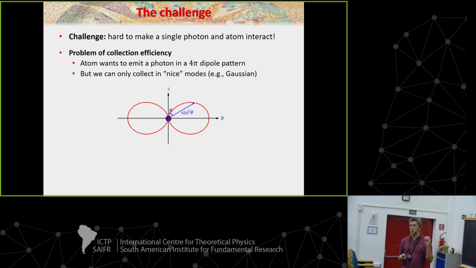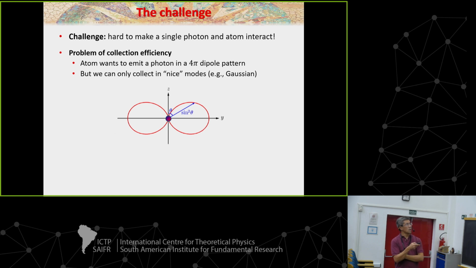In particular, it emits light in the same pattern that a radiating point dipole would in classical optics. So you get this famous lobe radiation pattern. It's not completely isotropic, but essentially a point-like atom emits light into 4 pi. And the problem in experimental optics is that we don't know how to catch light in 4 pi. Not with realistic lenses, et cetera.